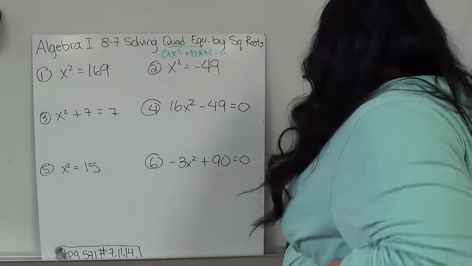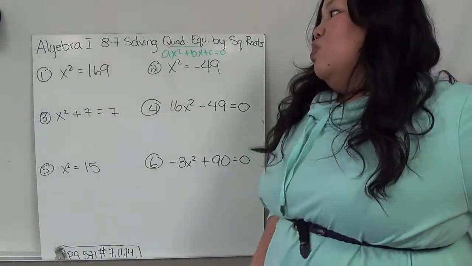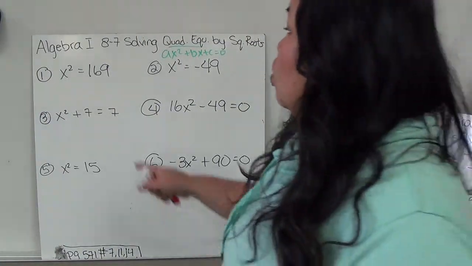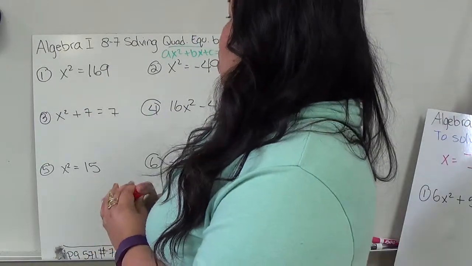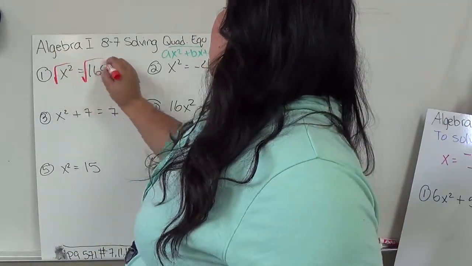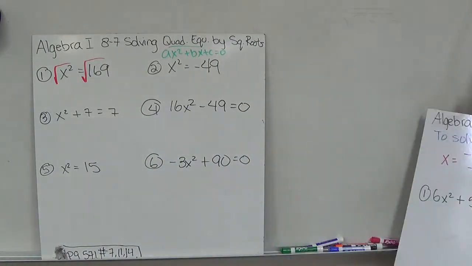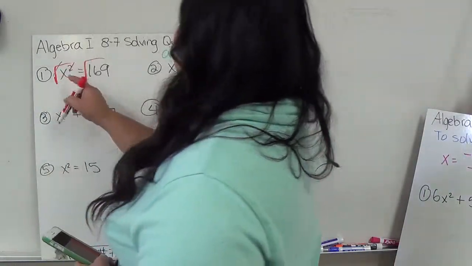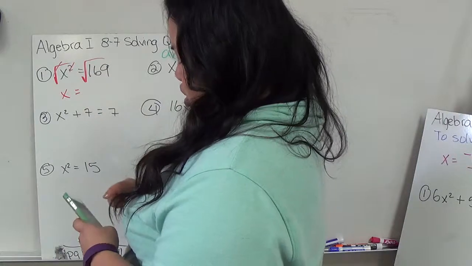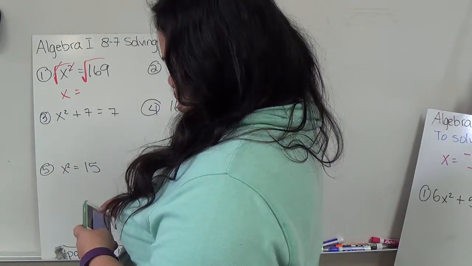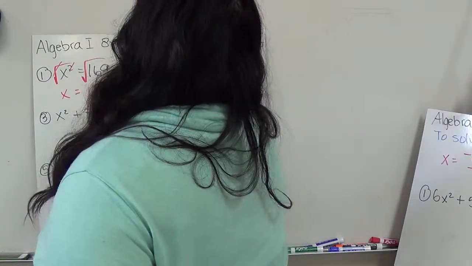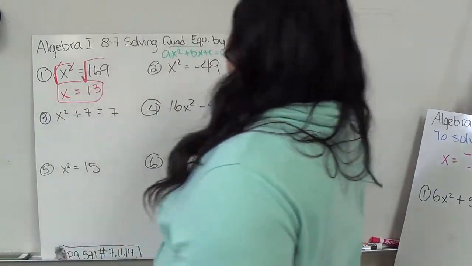So for example, if I end up with x squared equals 169, because of that x squared, in order to solve for x, I can easily just square root both sides. When I square root both sides, the squared cancels out the square root. I'm left with x, so then the square root of 169 is 13.